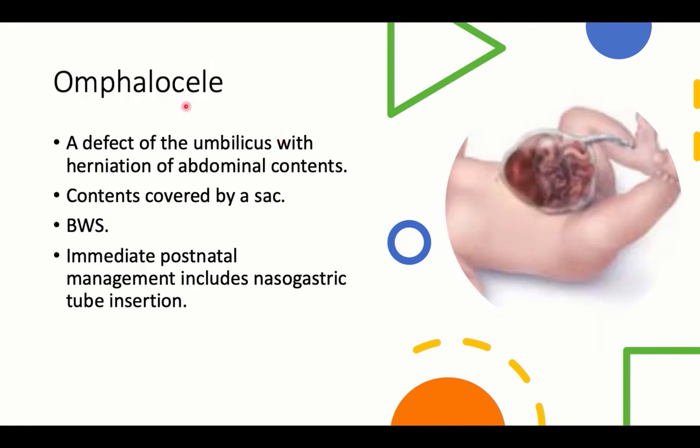The other abdominal wall defect is the omphalocele, where the defect is in the umbilical opening itself. So it is a defect in the umbilicus with herniation of abdominal contents. Here the contents are covered by a sac formed by the umbilical cord. Do not miss Prader-Willi syndrome, which has omphalocele as one of its major presenting criteria, plus the overgrowth and macrosomia. Immediate postnatal, this is also a surgical emergency. Postnatal management includes nasogastric tube insertion and surgical correction.